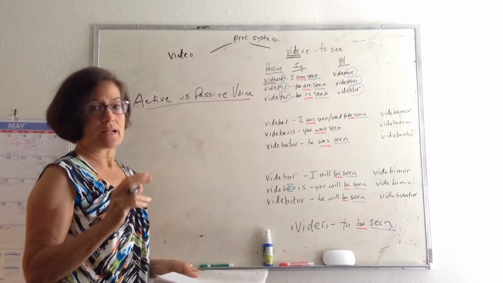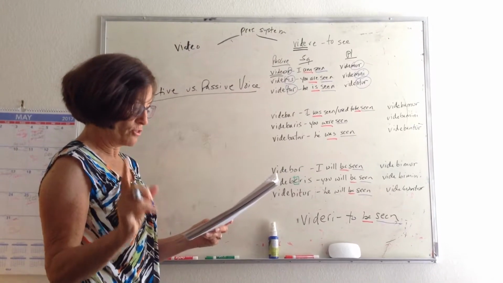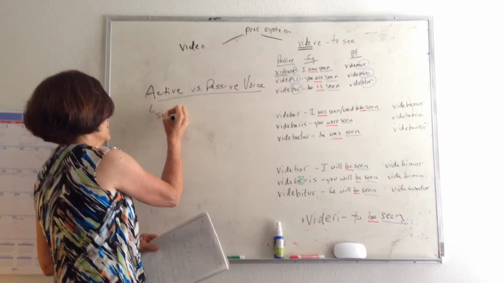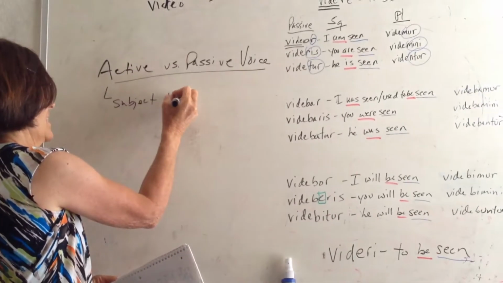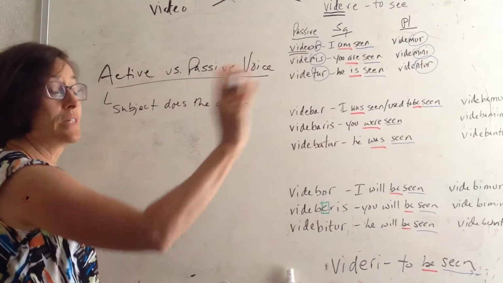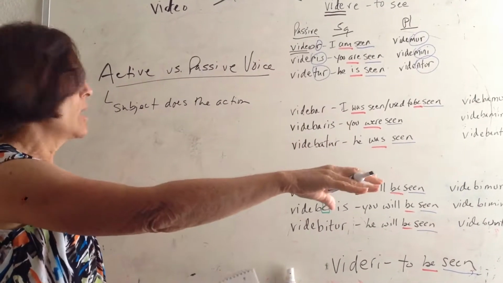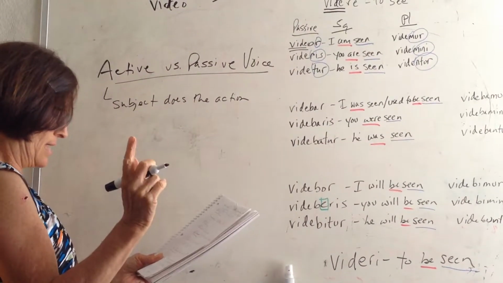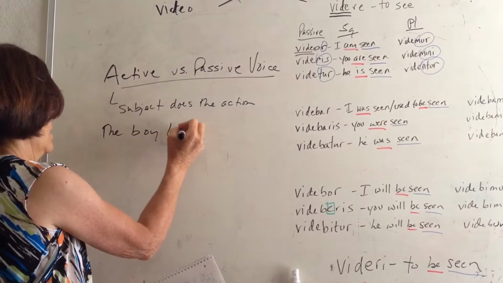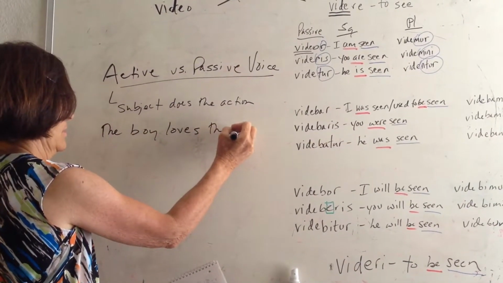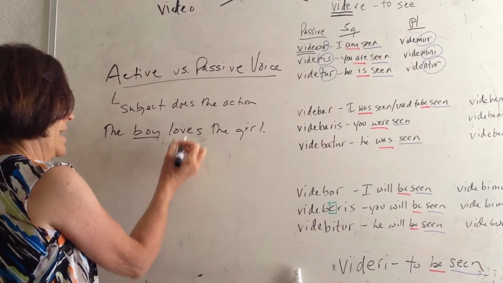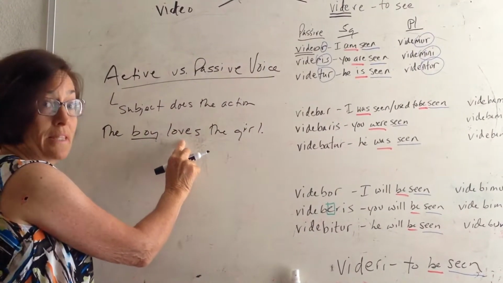So what is the active versus passive voice? All right, so first of all, in the active voice, the subject does the action, okay? And the action actually is received by a direct object. So we have something like this. The boy loves the girl. Okay, so we have our subject. We have our verb in the active voice.